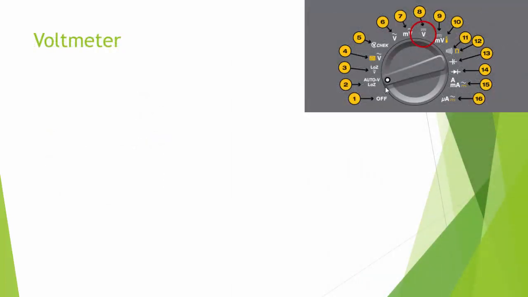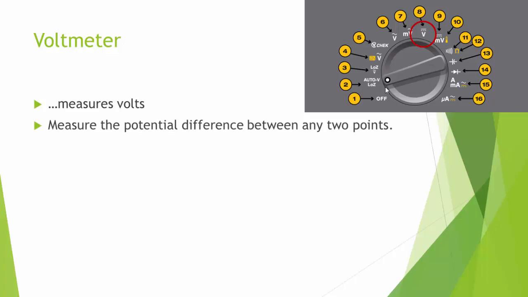All right, the voltmeter measures volts or potential. We can measure the potential difference between any two points. Notice that there are two V's here. You don't want the wavy line, that's for AC. You want the straight line for DC.